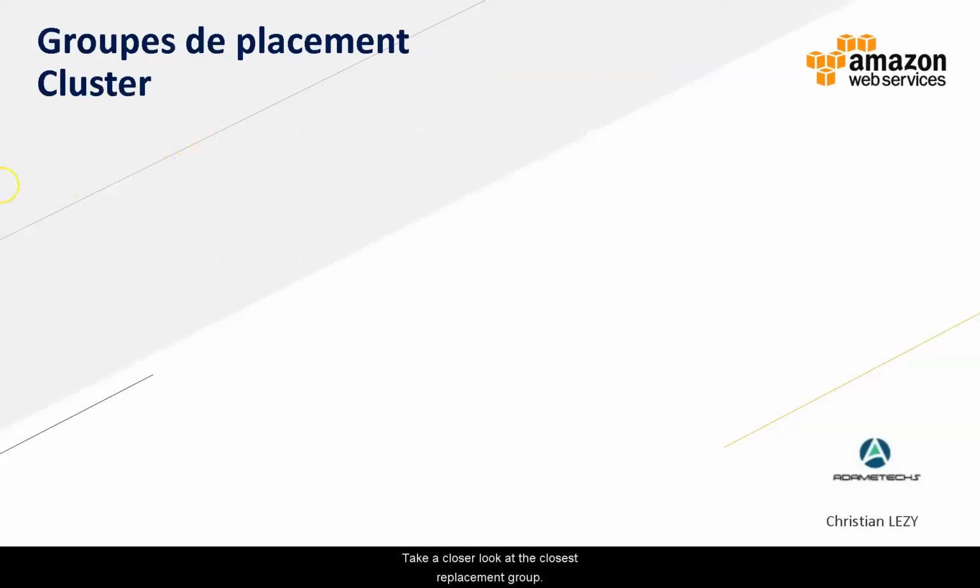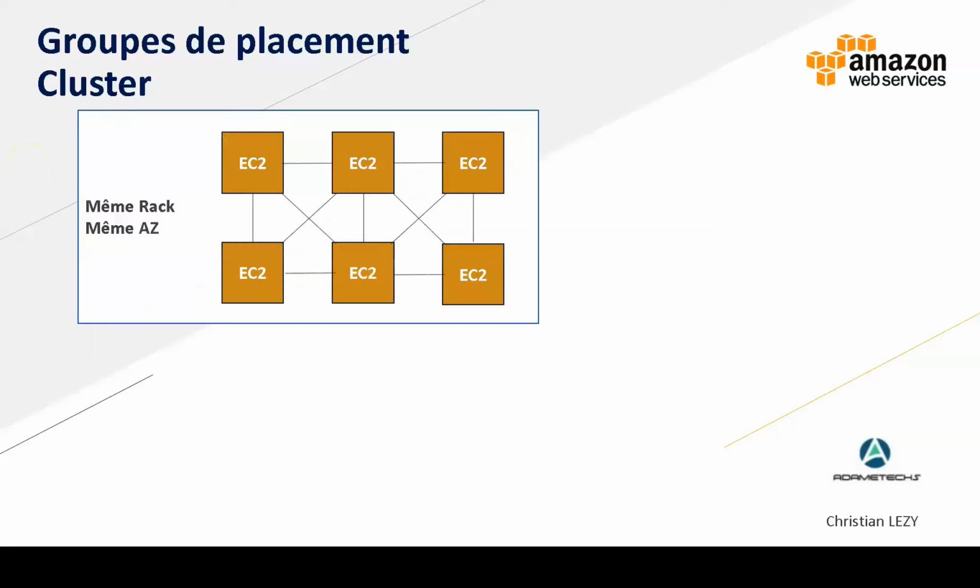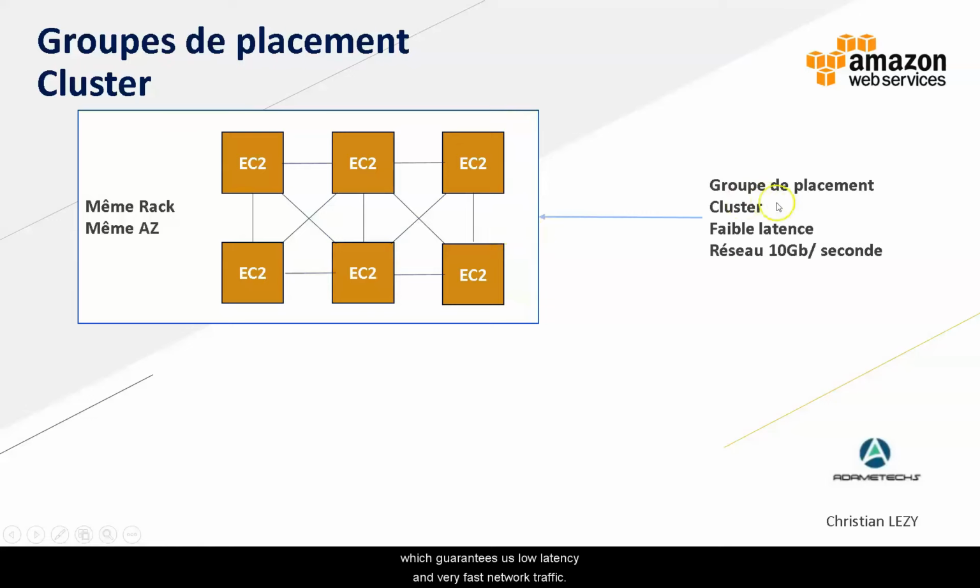Let's take a closer look at the cluster placement group. Here we have our cluster placement group with our 6 EC2s. Remember that we can have up to 7 per zone. So we have our 6 instances on the same physical medium and in the same availability zone, which guarantees us low latency and very fast network traffic.